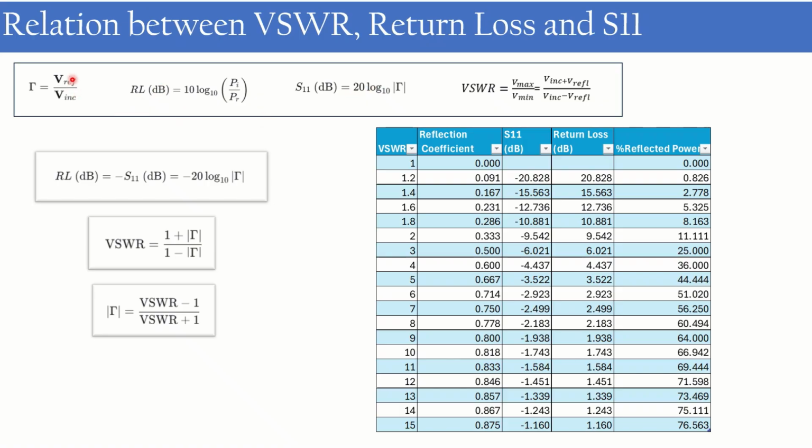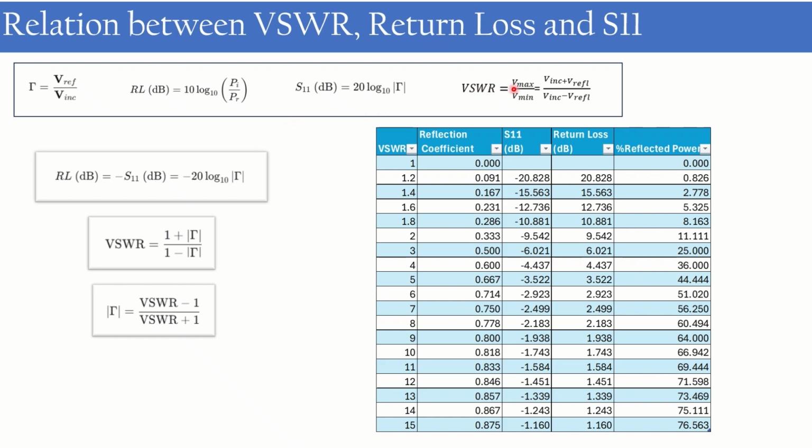And when we consider these two, we can see that the reflection coefficient is just the inverse of this one, where the ratio is getting inverted. And when we consider power, 10 log is taken, and when we consider voltage, we have to consider 20 log. Then we can see that return loss can be written as minus 20 log of the reflection coefficient.